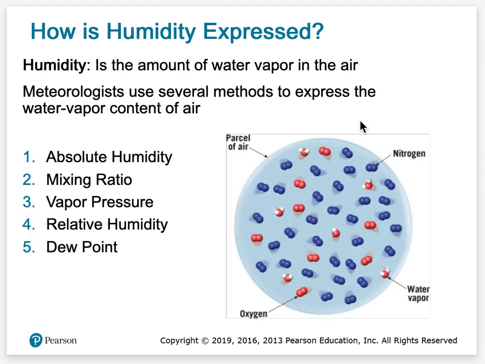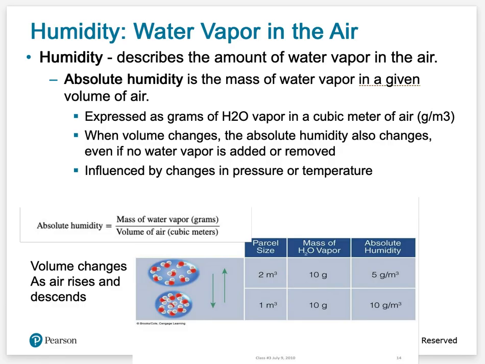So here we have a parcel of air, and we have the two most abundant gases, which are nitrogen followed by oxygen here, and water vapor. So again, when meteorologists use absolute humidity, it's the mass of water vapor in a given volume of air, and this is expressed as grams of water vapor in a cubic meter of air.